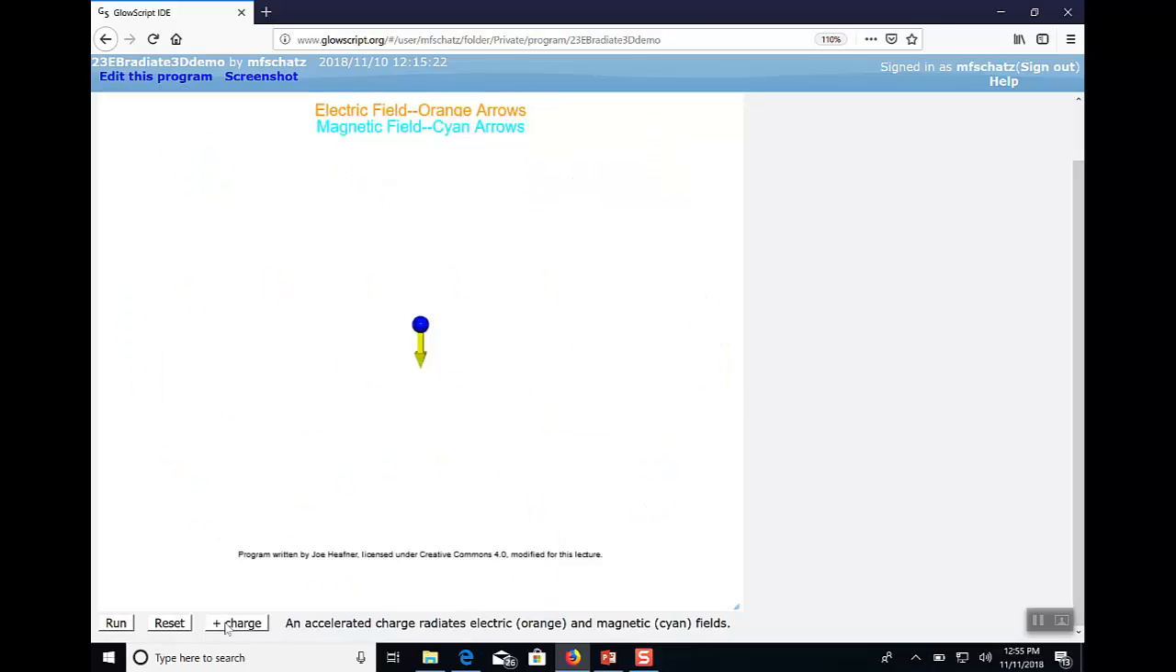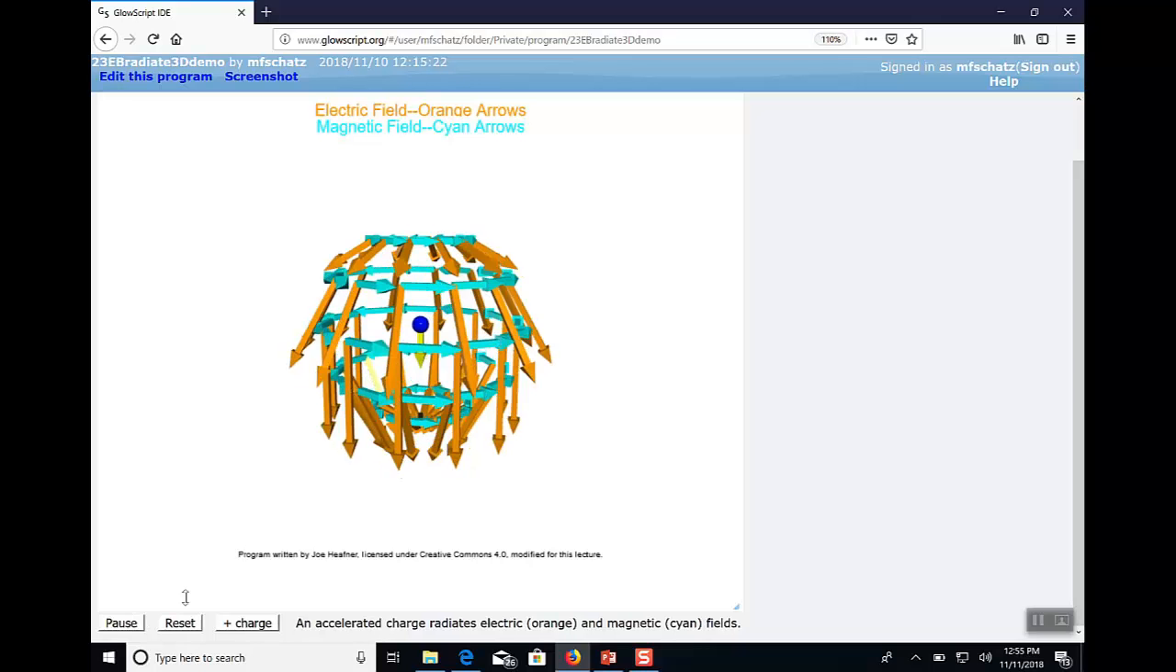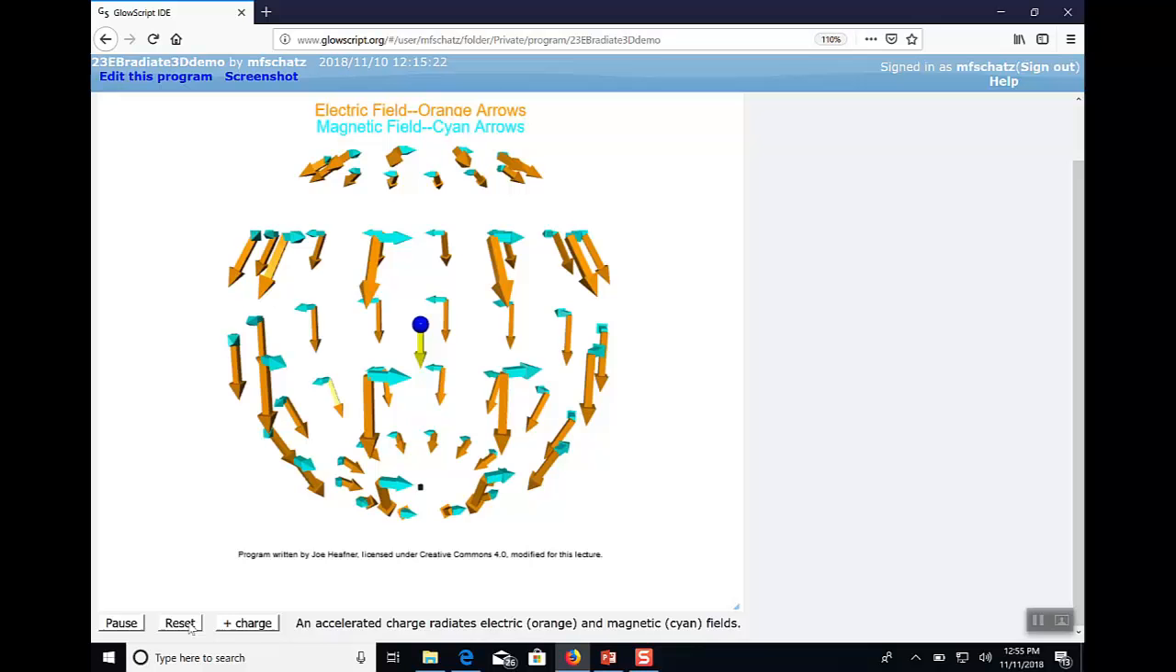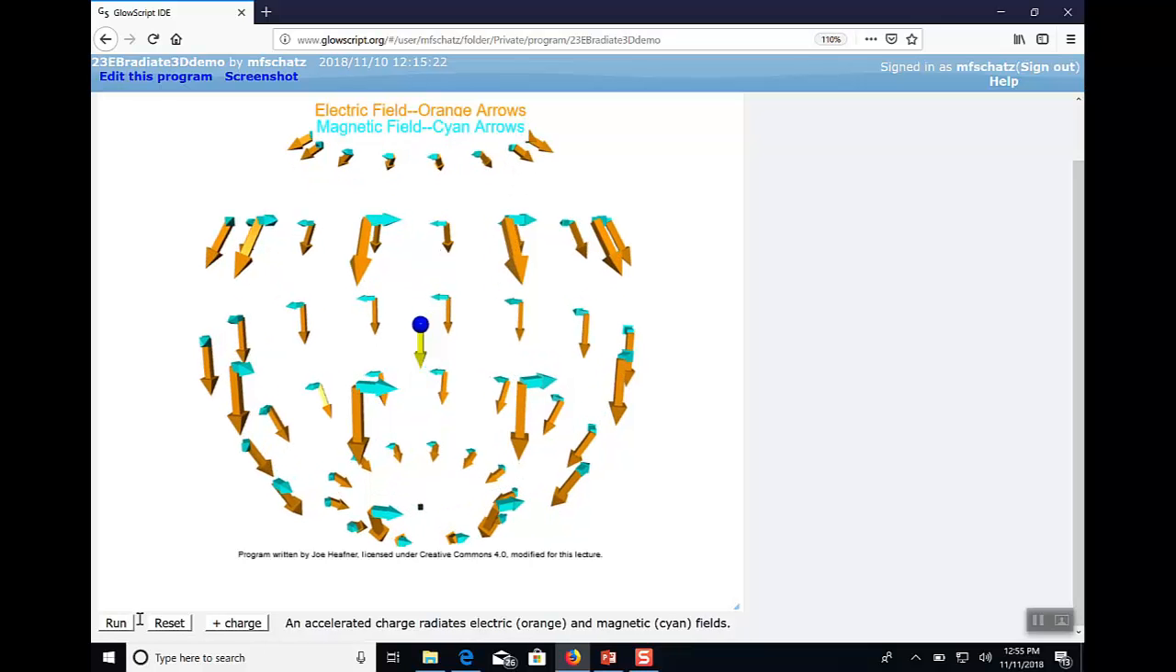Notice now what happens if we change the sign from a positive charge to a negative charge. For the same acceleration, we see the radiation still propagates outward, but notice the fields point in different directions, with E and B still perpendicular and with the propagation direction still given by E hat cross B hat.